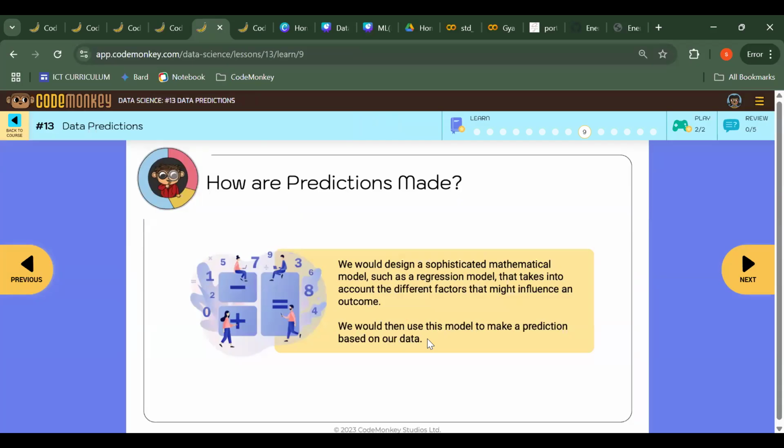We would then use that model to make a prediction based on our data. Any guessing model is used in practical work. That is just theory, and we will get more practical later. You have to know this theory as well. You have to know the concept, the coding, the computer language, and you need the logic.